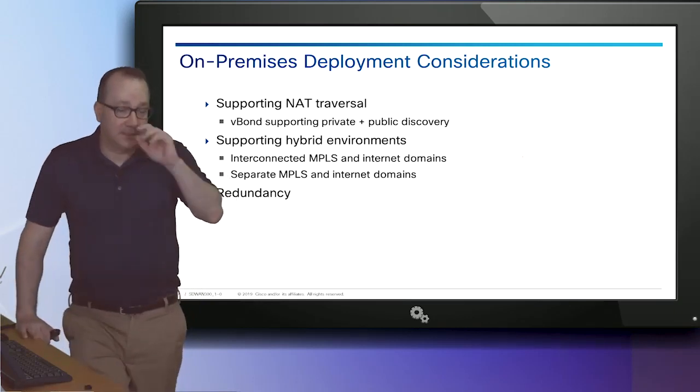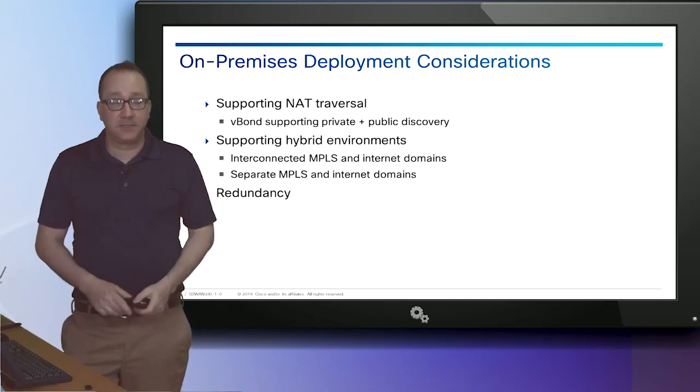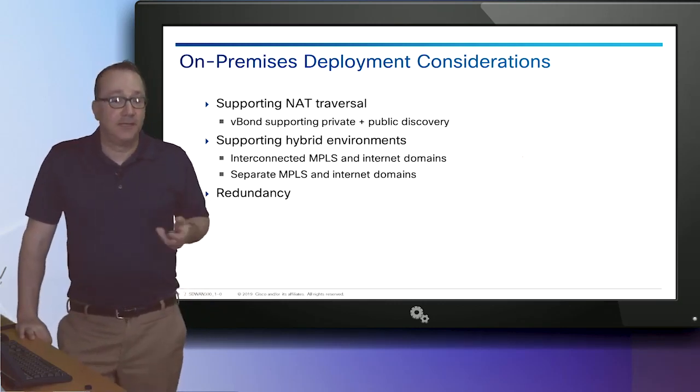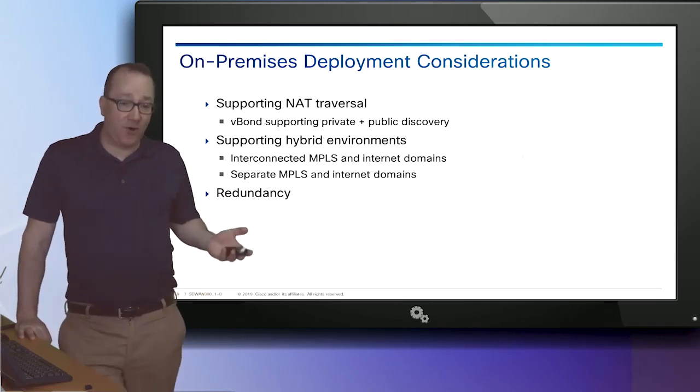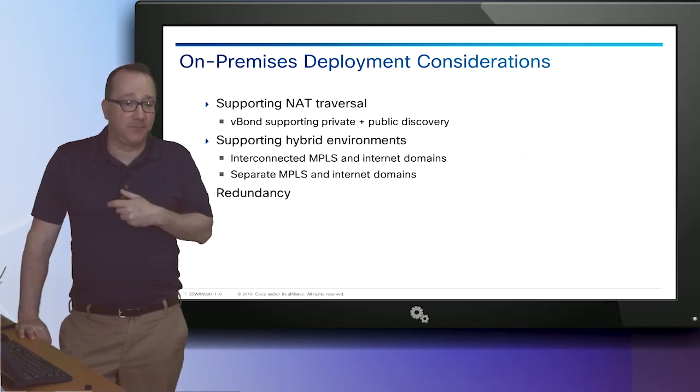Now, if you're on premises, one of the big things we have to be concerned about is NAT traversal, okay? The vBond placement is going to become the crucial point here. If the vBond is correctly placed so that it can detect all the NAT functions, NAT traversal is automatically managed and you don't have to worry about it.